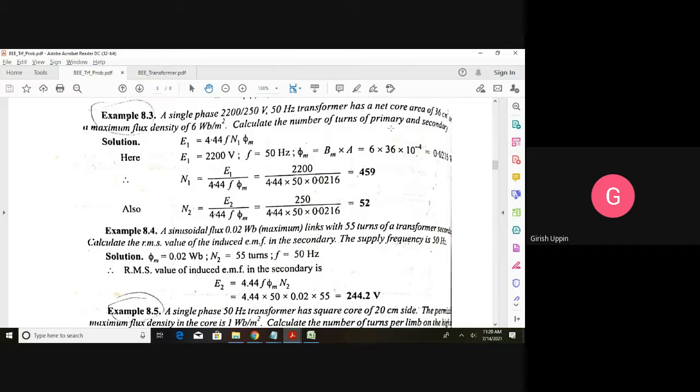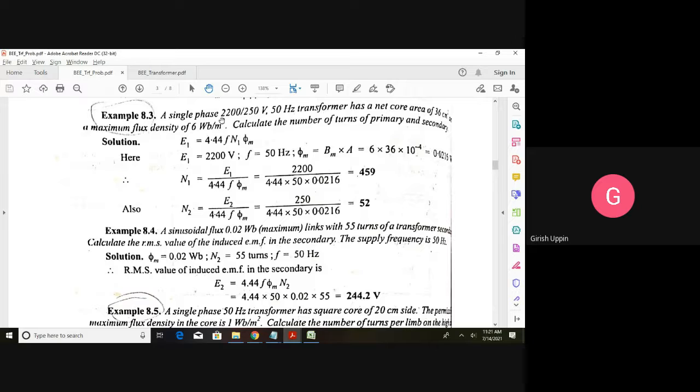Now we know the EMF equation. E1 is equal to 4.44 F N1 into phi m. Why do we have to use this equation? Because only N1 is the unknown, the rest are known. Which are the other equations I can use? I can use V2 by V1 is equal to E2 by E1 is equal to N2 by N1. But in those ratios, those values are not given. So we cannot use that particular formula.